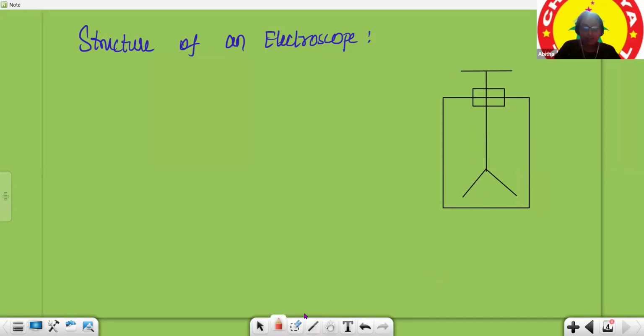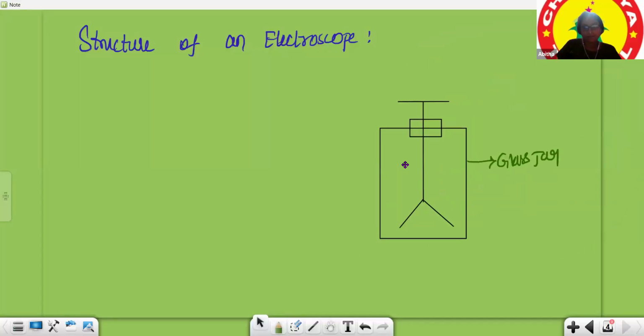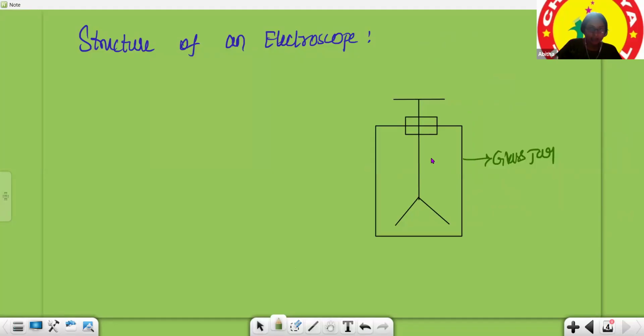See, students, this is the structure of an electroscope. This is a glass jar. And this one which you can see is the brass rod. And these two are your gold foils, or you can say gold leaves, so these are made up of gold. This is the cork.